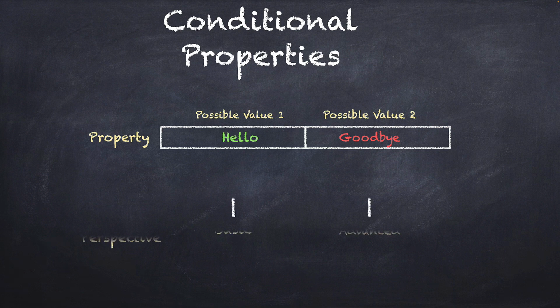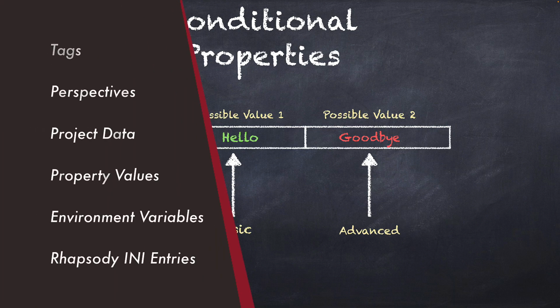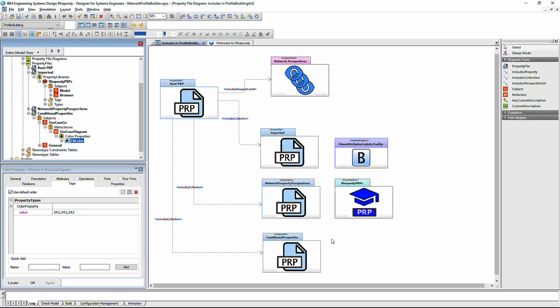That could be the currently applied perspective, it could be other property values, it could be tags, environment variables, entries from the Rhapsody INI file, or even project data. They're really powerful, but they're very complex to write, and as usual, the Profile Builder will make using them much easier. In this video, we'll look at a couple of simple examples, starting with perspectives. We'll have use case diagrams change their background color according to the currently applied perspective.